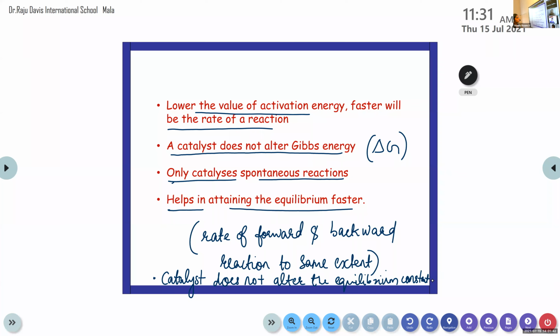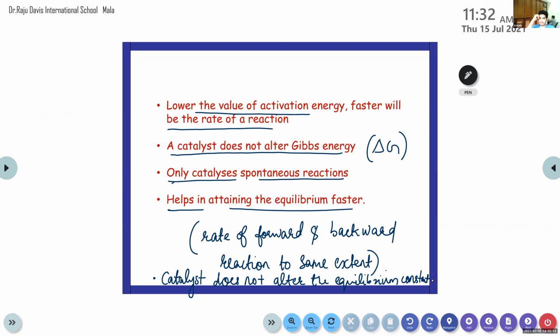Vidar, can you repeat these points? Lower the value of activation energy, faster will be the rate of reaction. Yes. A catalyst does not alter the Gibbs energy. It only catalyzes spontaneous reactions. Yeah. It helps in attaining the equilibrium faster. Catalyst does not alter the equilibrium constant. Okay. Finished, all of you?